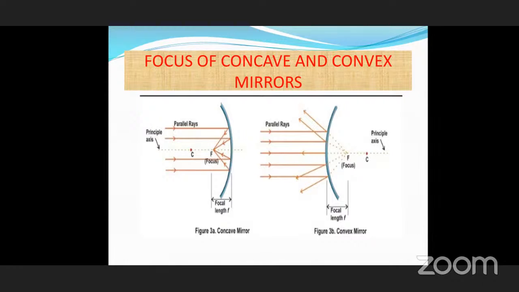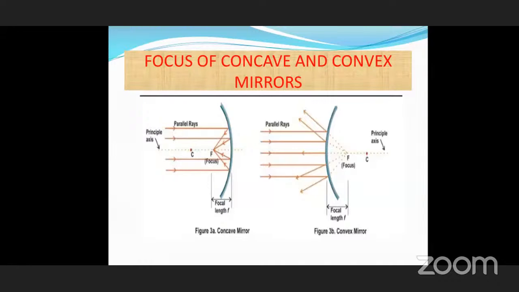Now coming to the convex mirror, the rays are shown here. The parallel rays do not pass through F after reflection, but seem to pass through it. F is on the right side, as it is convex. You have to show F here, that focus point. So dotted lines are shown. Dotted lines indicate we have to produce those two reflected rays backward, and they seem to pass through the focus point. That is the focal length, f.